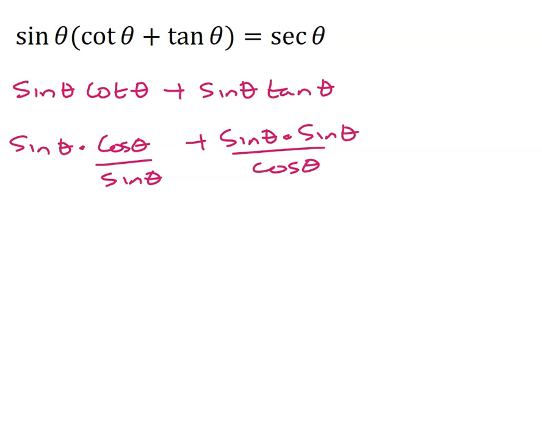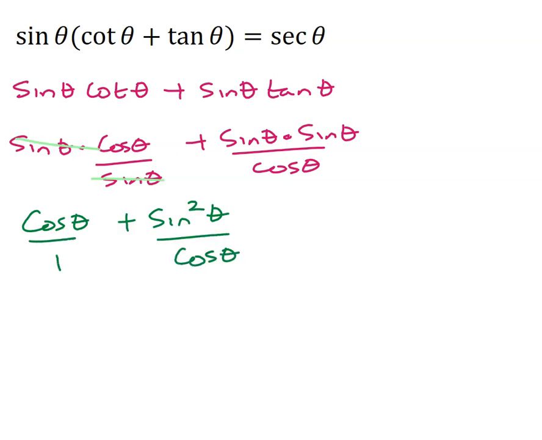Okay, so we're going to simplify. So let's go ahead and do some simplifying here. So this and this are going to cancel out, and we're going to end up with cosine theta plus sine squared theta over cosine theta.